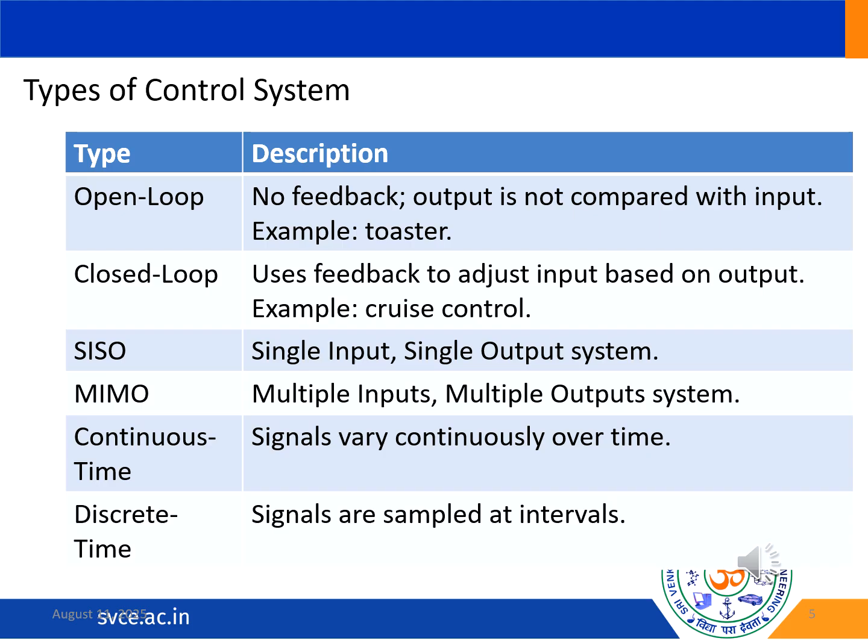Moving on to the closed loop system. It uses feedback to adjust input based on output. Here we can consider cruise control as an example. Moving on to the next control system, we have SISO, which means single input, single output system. Next MIMO, which is multiple inputs, multiple outputs systems. The next type is continuous time systems, where signals vary continuously over time. And we have discrete time systems, where signals are sampled at intervals.